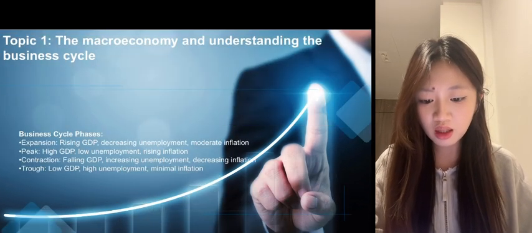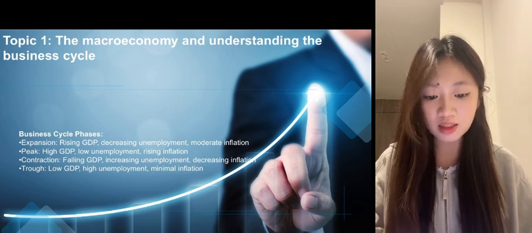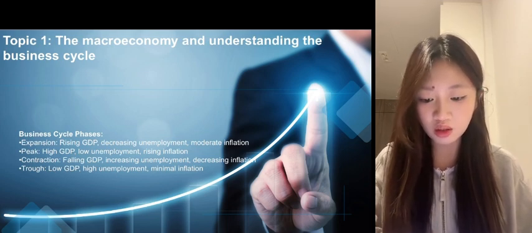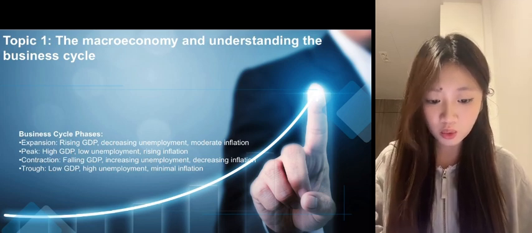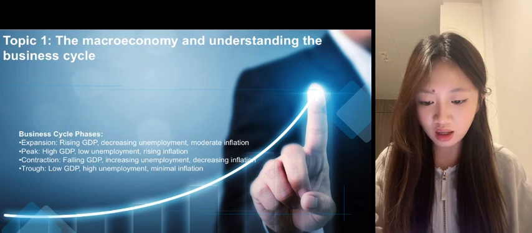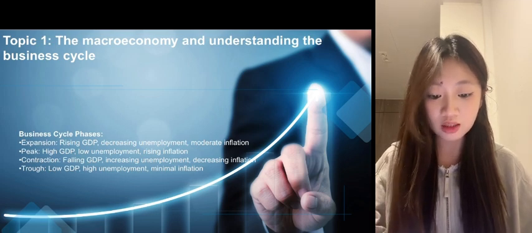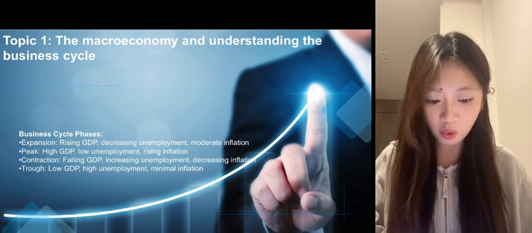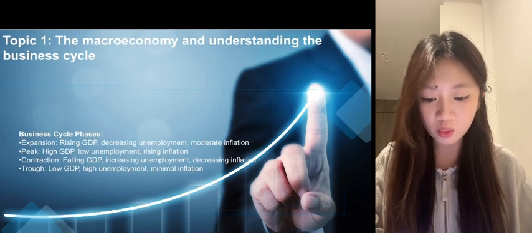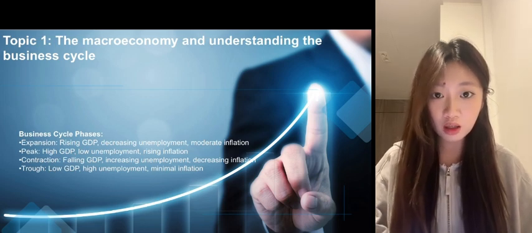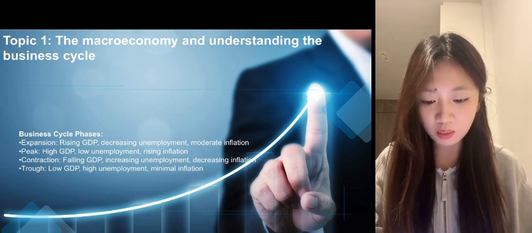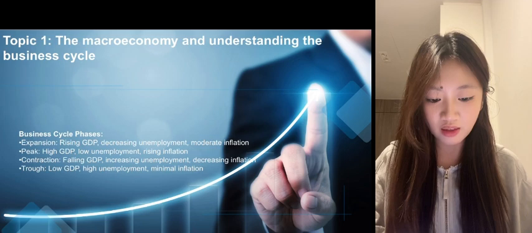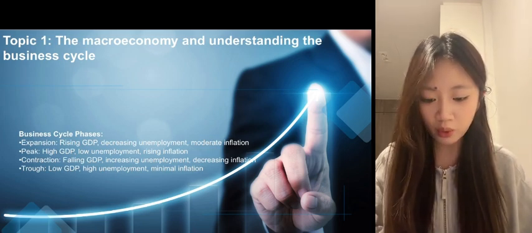As the economy undergoes business cycles, these indicators evolve simultaneously through the four business cycle phases. Expansion: increasing GDP and declining unemployment with moderate inflation. Peak: the highest point of GDP and lowest unemployment rate with increasing inflation. Contraction: decreasing GDP along with rising unemployment and declining inflation. And trough: lowest GDP and highest unemployment with low inflation.